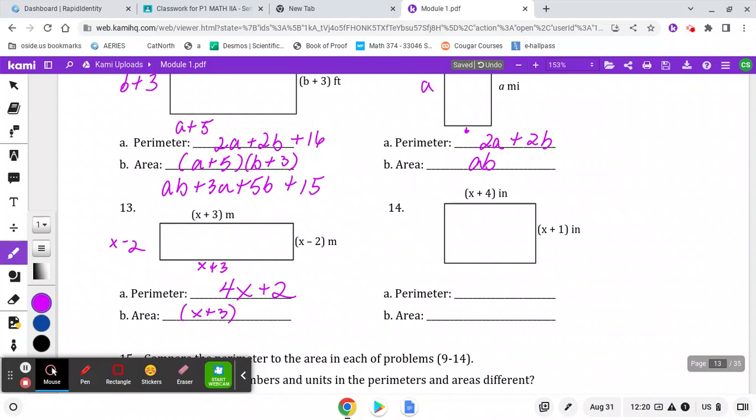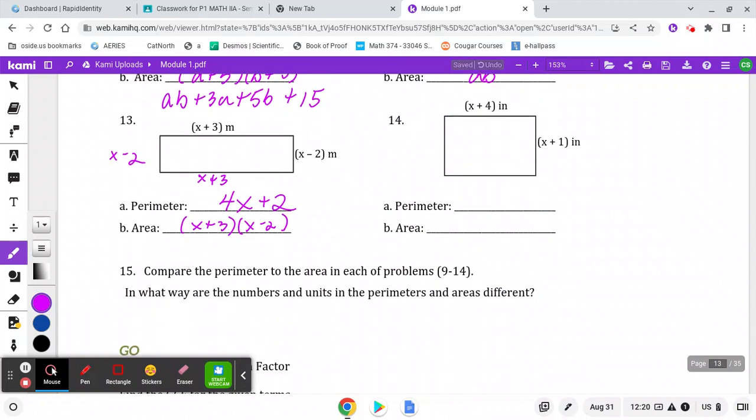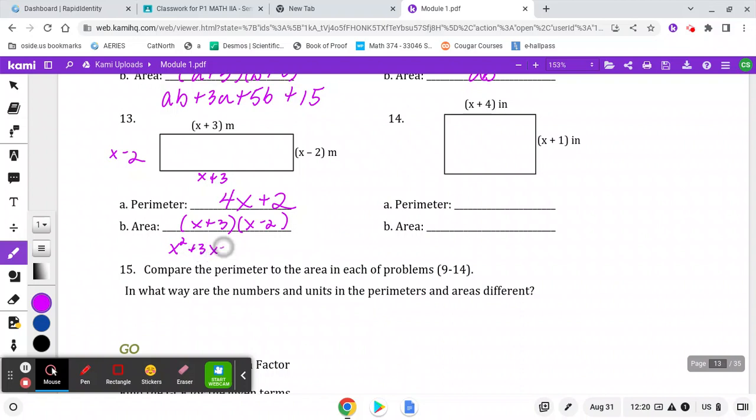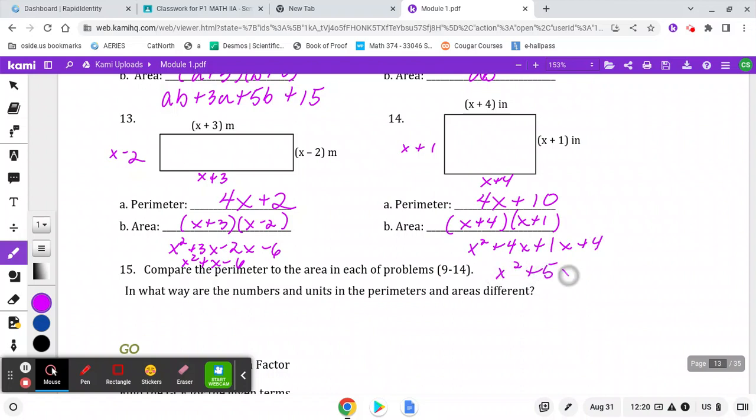Area, length times width, is just x plus 3 times x minus 2. Feel free to leave it like that or simplify, because the rest of you will get to this at some point anyways. Okay, last perimeter, fill it in. 1, 2, 3, 4 x's. 1, 2, 6, 7, 8, 9, 10, plus 10. Area, feel free to leave it as length times width like this, or simplify it, if you already know how to do that.